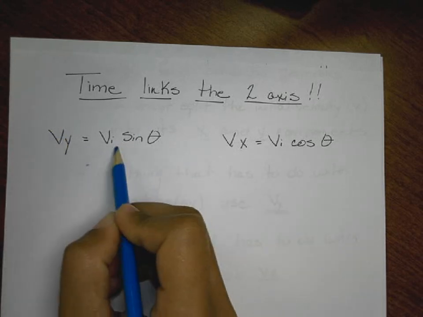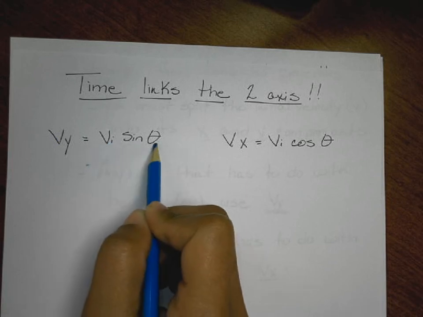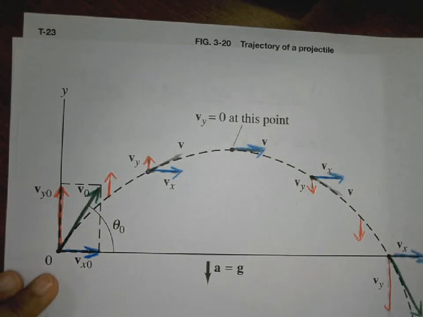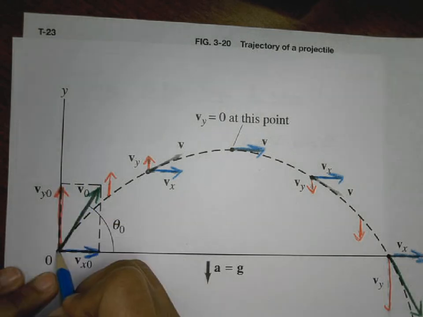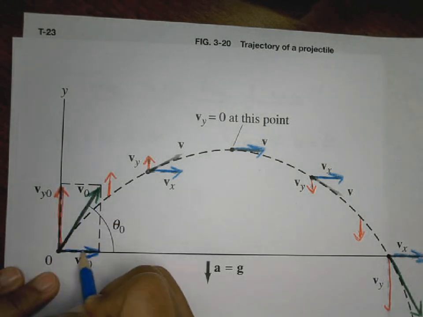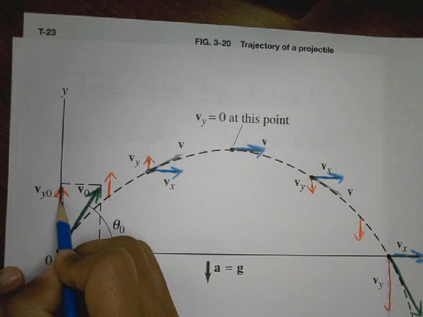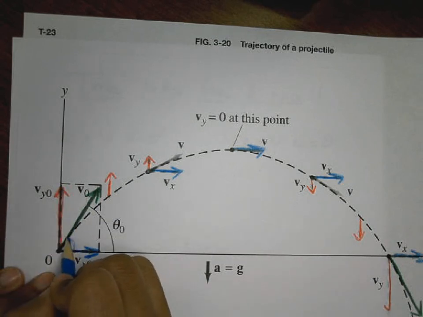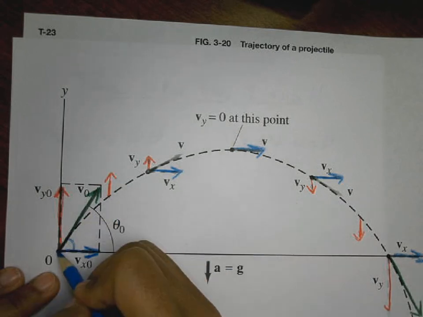Velocity on the y is the initial velocity sine of the angle. So if I take a look at this, I want you to see if you can visualize this very quickly. If I look at this beginning, you see how it's split? Basically, it is a right triangle. There's my y component, there's my x component, there is my angle, and here is my resultant.